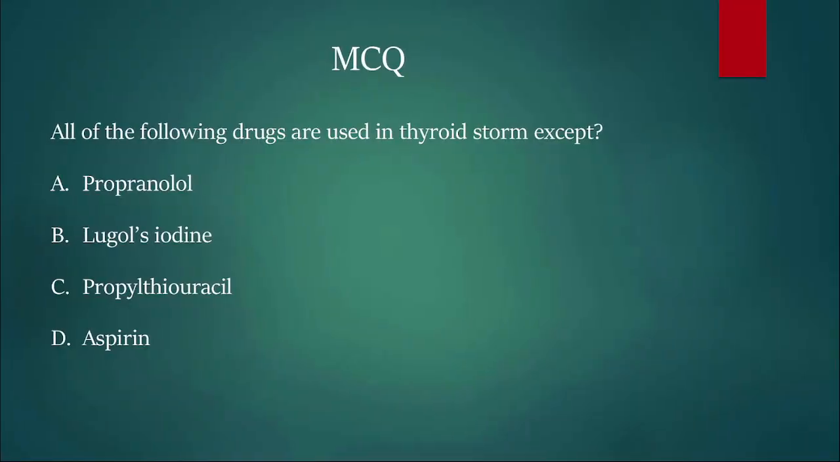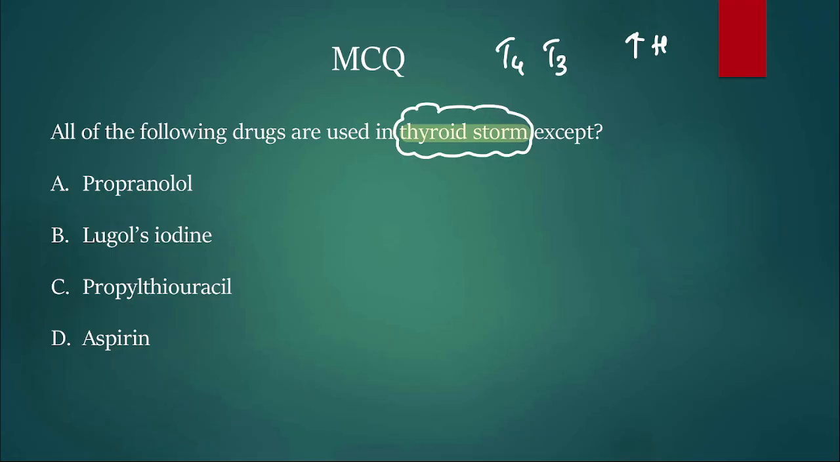Coming to the last question: all the following drugs are used in thyroid storm except propranolol, Lugol's iodine, propylthiouracil, and aspirin. First of all, what is the meaning of thyroid storm? Thyroid storm is nothing but when you're doing thyroid surgery for hyperthyroidism or Graves' disease. When you cut the thyroid, the thyroxine T4, T3 may be released in the circulation. So this increases the heart rate.